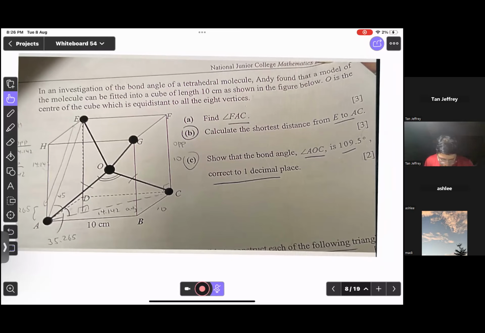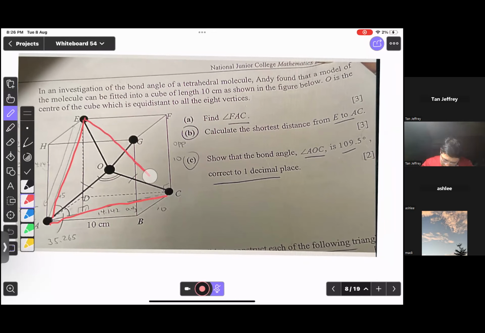A model of the molecule can be fitted into a cube of length. Then O is the center of the cube, which is equidistant to all eight vertices. Find the shortest distance from E to AC. From E to AC would probably be this line over here. So I have E, A, C. Then you need to find this line, which is the perpendicular line.